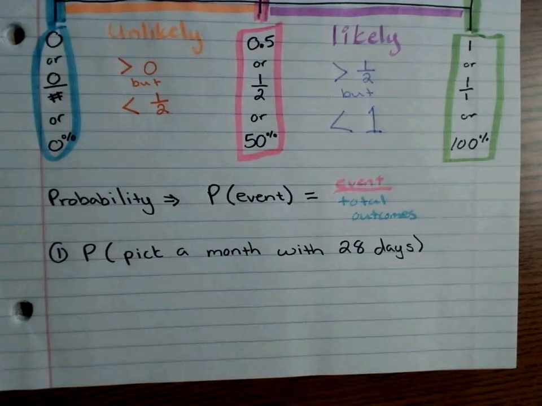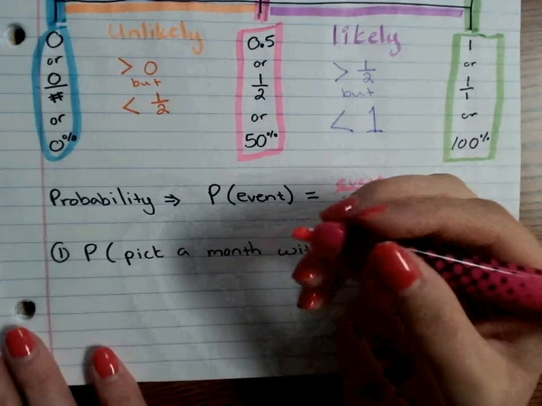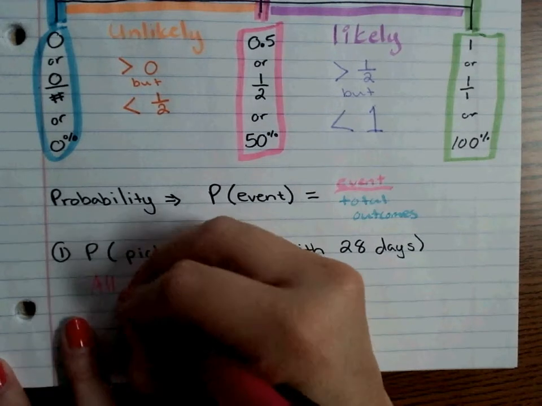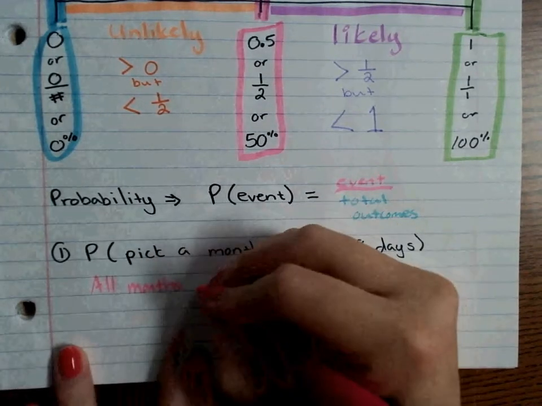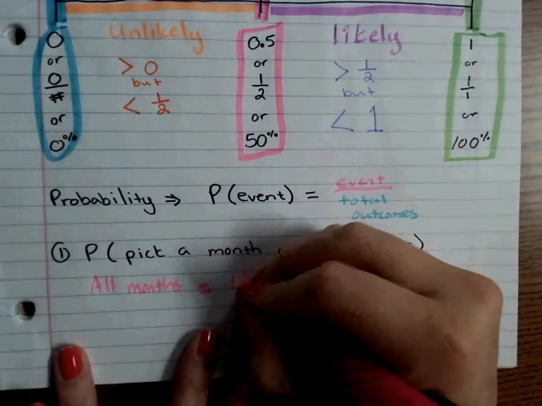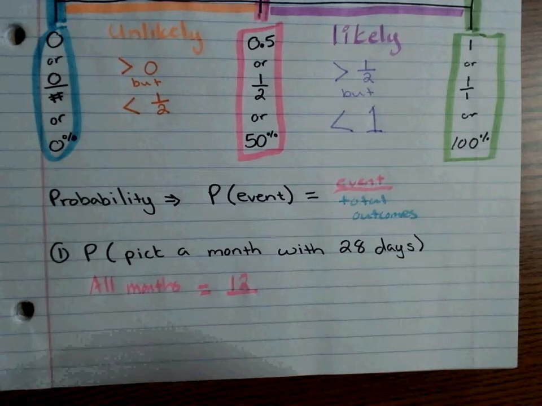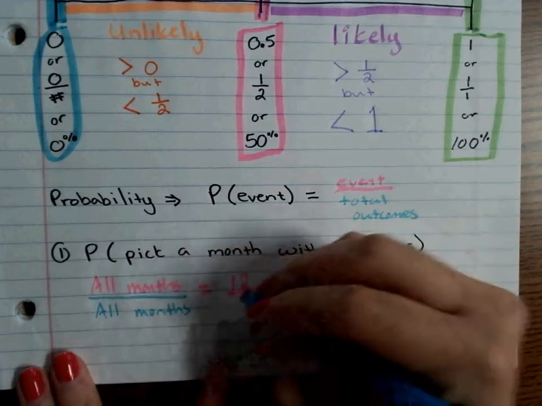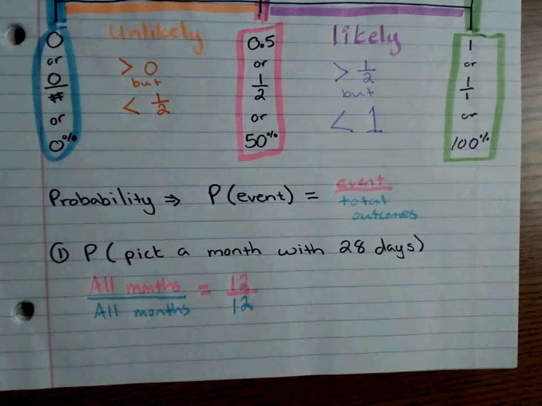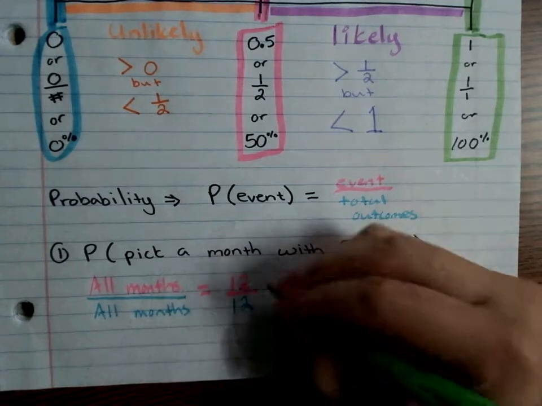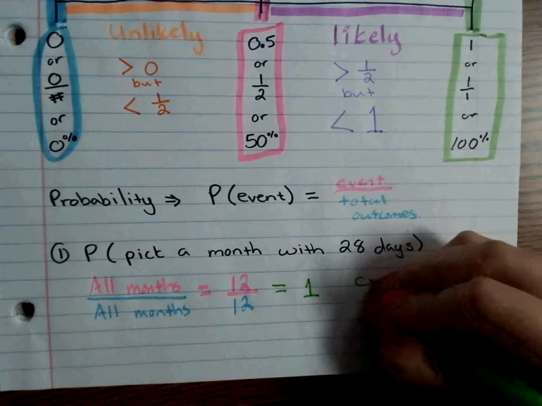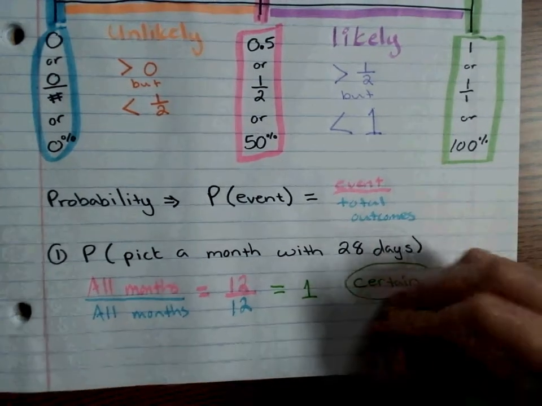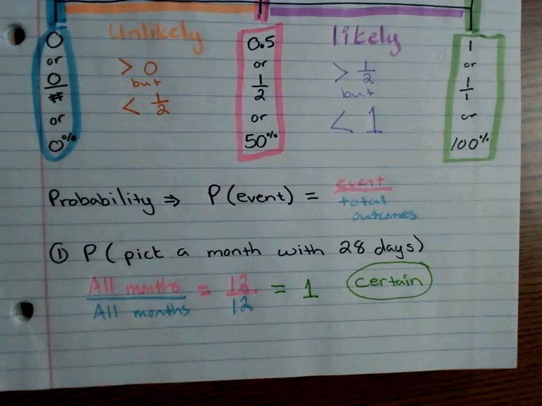So you have to make sure that you're being aware of anything that might be trying to trip you up. So picking a month with 28 days, that's every single month, right? So when we're talking about the specific event, 28 days, that's all the months. Which is how many months? 12. And again, that's out of all the months, which is 12. So if we've got 12 out of 12, what does that equal? 1 whole, right? Which is certain. So that probability is certain. It's 1 whole, or 100%.